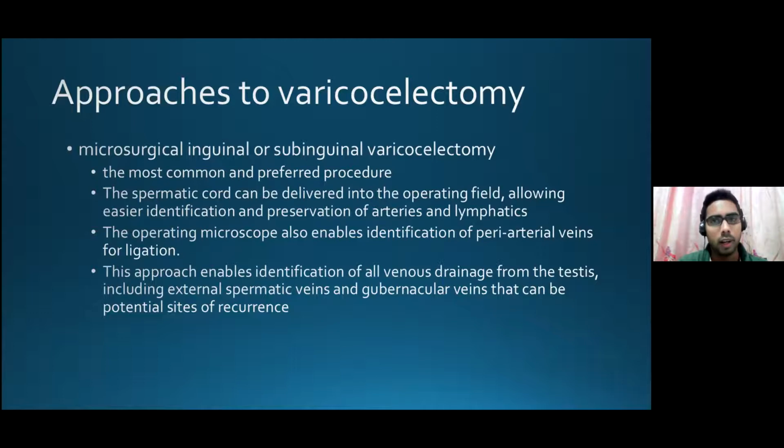One other advantage of this microsurgical inguinal and subinguinal varicocelectomy is that we are able to deliver the cord into the wound, and it is convenient to identify all the draining veins from the testis, including external spermatic veins and the gubernacular veins, which can be potential sources of recurrence. Because of the microscope, the subinguinal varicocelectomy has the least recurrence rate, which is less than or around 1%.